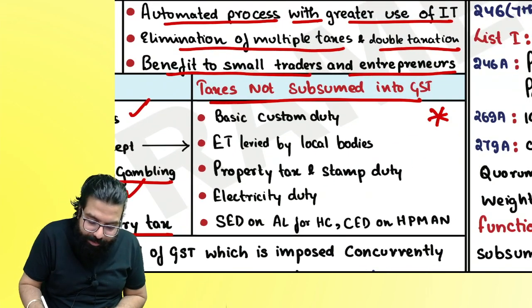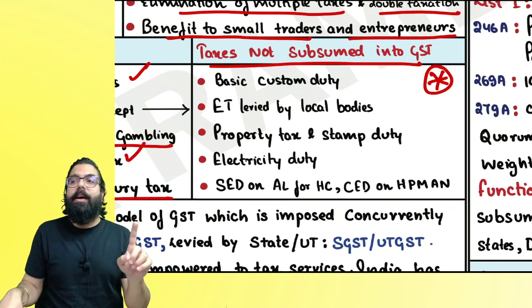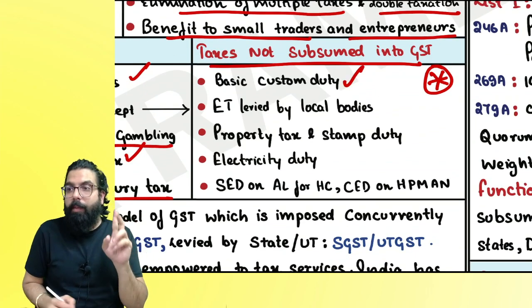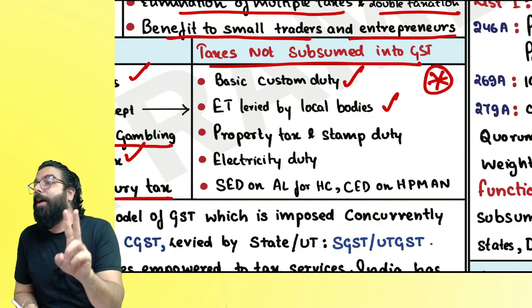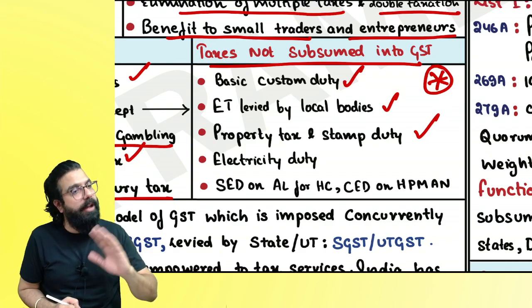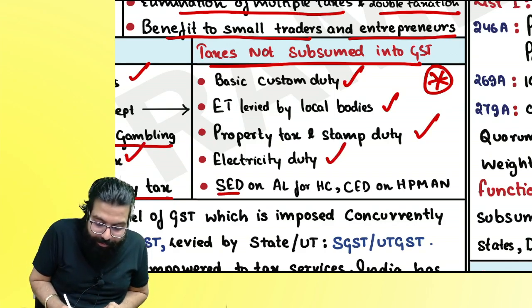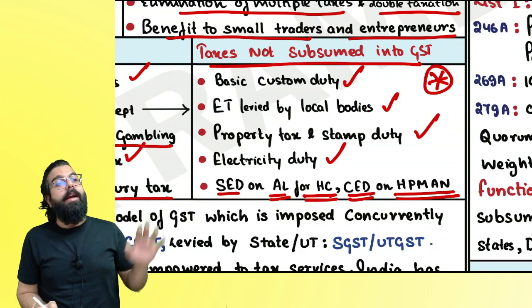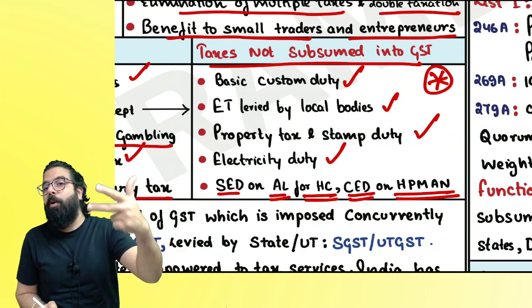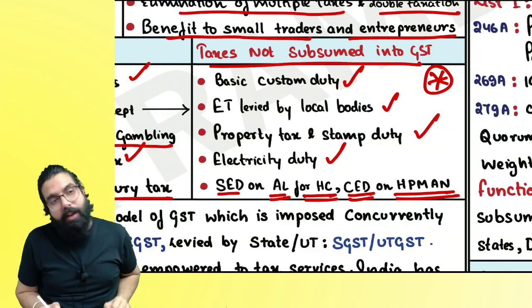Very important for your exam to remember what are the taxes which are not subsumed. Basic customs duty is not subsumed. Entertainment tax levied by local authority, not subsumed. Property tax, stamp duty, not subsumed. Electricity duty, not subsumed. State excise duty on alcoholic liquor for human consumption, and central excise duty on high speed diesel, petroleum crude, motor spirit, aviation turbine fuel, and natural gas are still not subsumed.